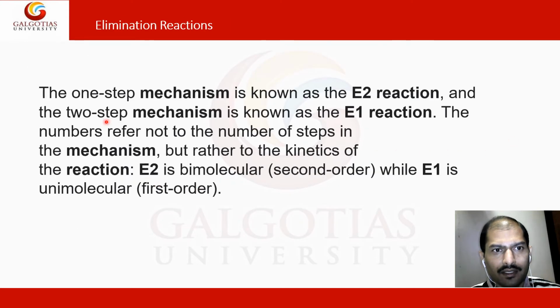Another type of reaction is the elimination reactions, generally called E1 and E2 reactions. The one-step mechanism is known as the E2 reaction, similar to the SN2 reaction, and the two-step mechanism is known as the E1 reaction, similar to the SN1 reaction. The number refers not to the number of steps in the mechanism, but rather to the kinetics of the reaction. E2 is bimolecular or second order, and E1 is unimolecular first order.